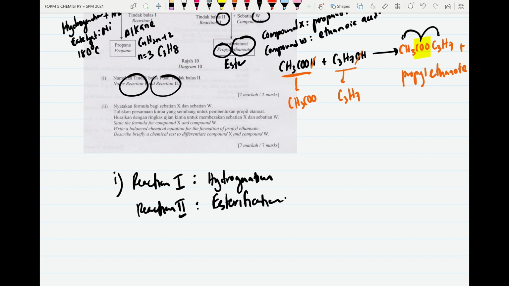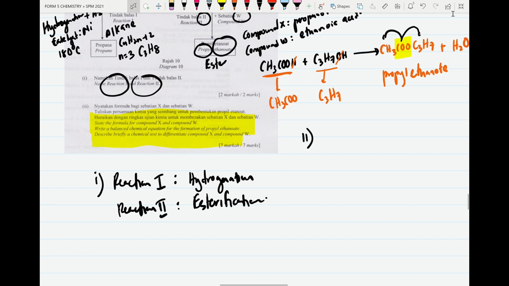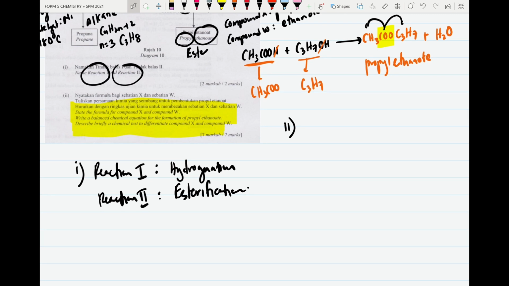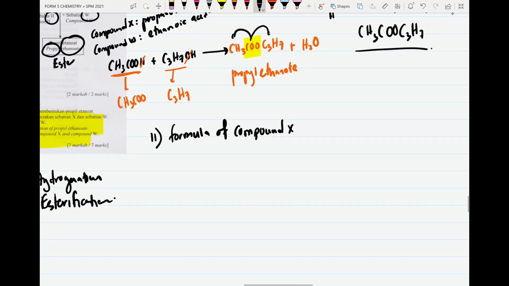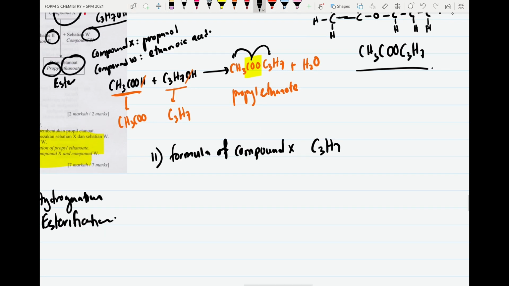State the formula of compound X. Write the balanced chemical equation for the formation of propyl ethanoate, and describe a test to differentiate compound W and compound X. So given here 3 marks. They want the formula of compound X, so I do question number 2 here. So I put here formula of compound X. This compound X is propanol, so we do C3H7OH.